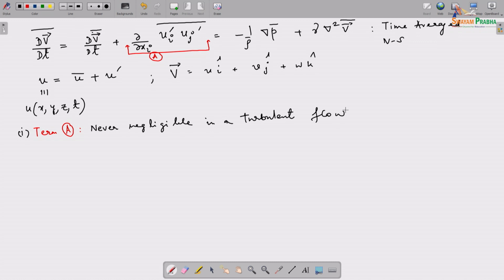So obviously this is the fluctuating part of the velocity. I represent the velocity in this fashion. If this part is negligible, then the mean averaged velocity is the same as the total velocity, and there are no fluctuations, then we're not talking about turbulence, right? If we are talking about turbulence, however, then this term u dash cannot be negligible, right? And therefore, if I am considering turbulent flow, this term A in the Navier-Stokes equation is never negligible.